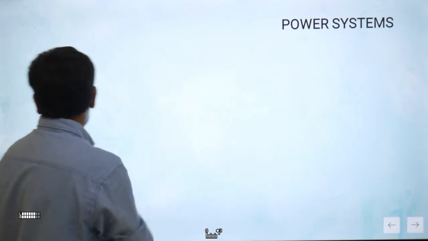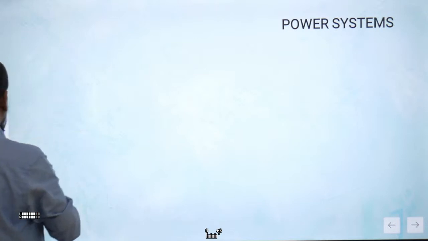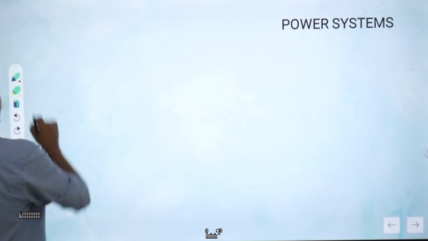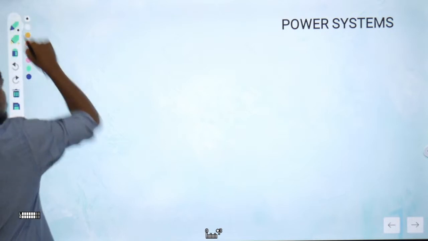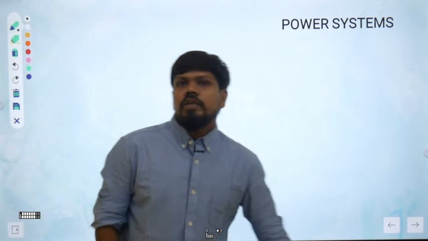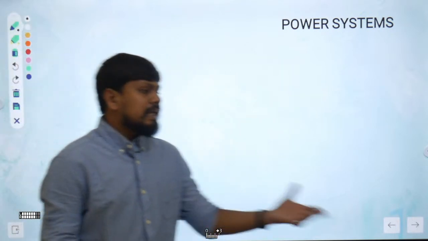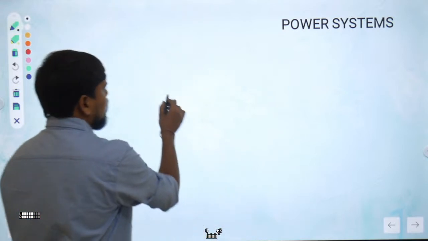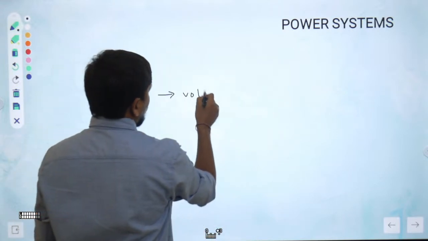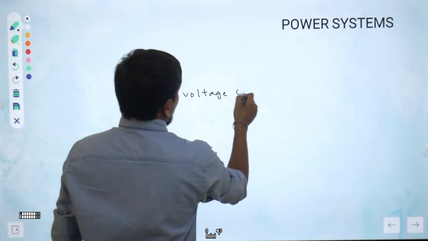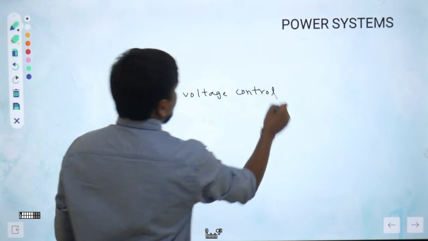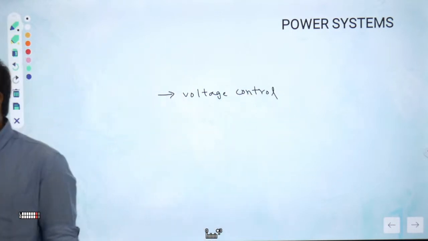So there will be over voltages and under voltages, and we need to check the voltage profile. It's just a continuation. So voltage control we need to know. In voltage control, what will you be knowing?